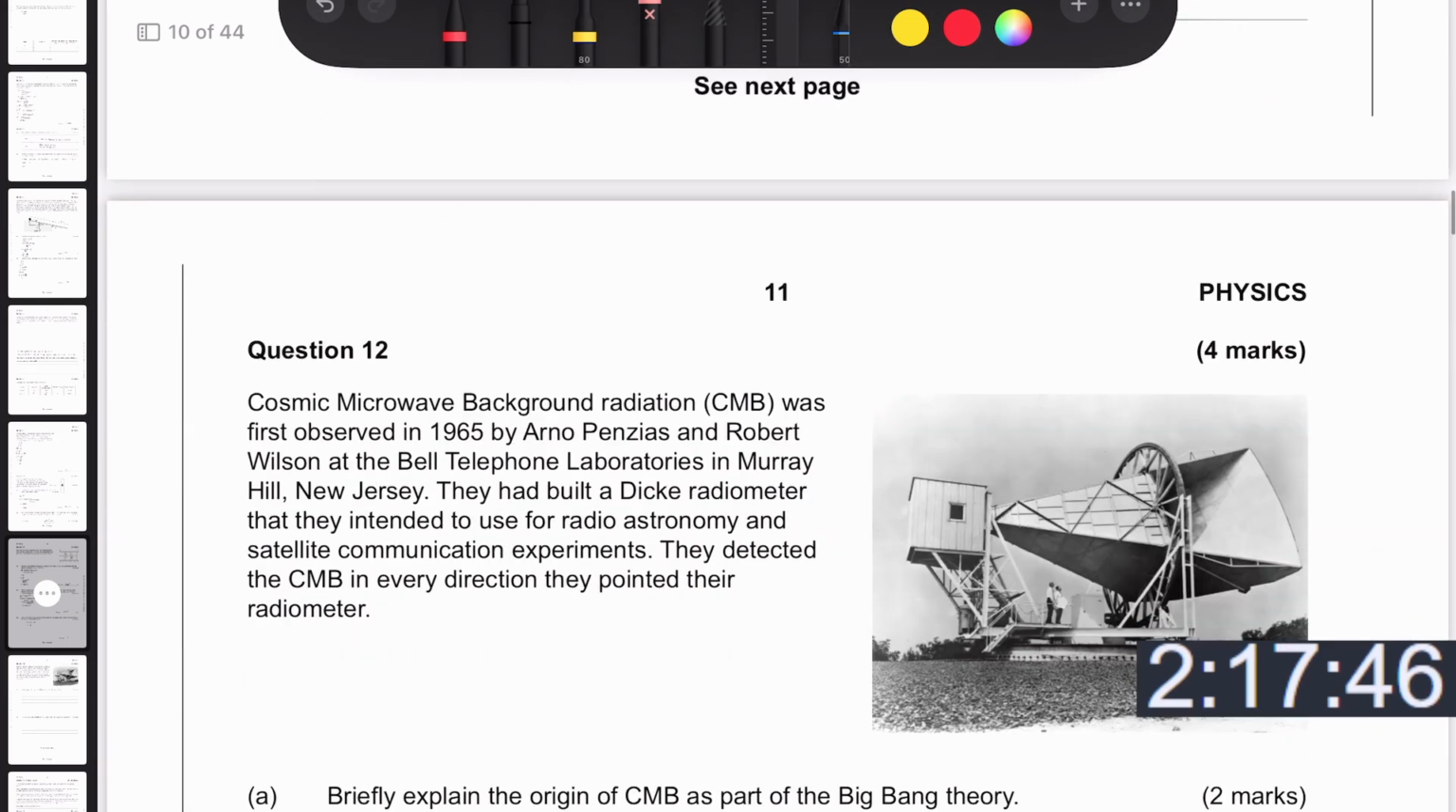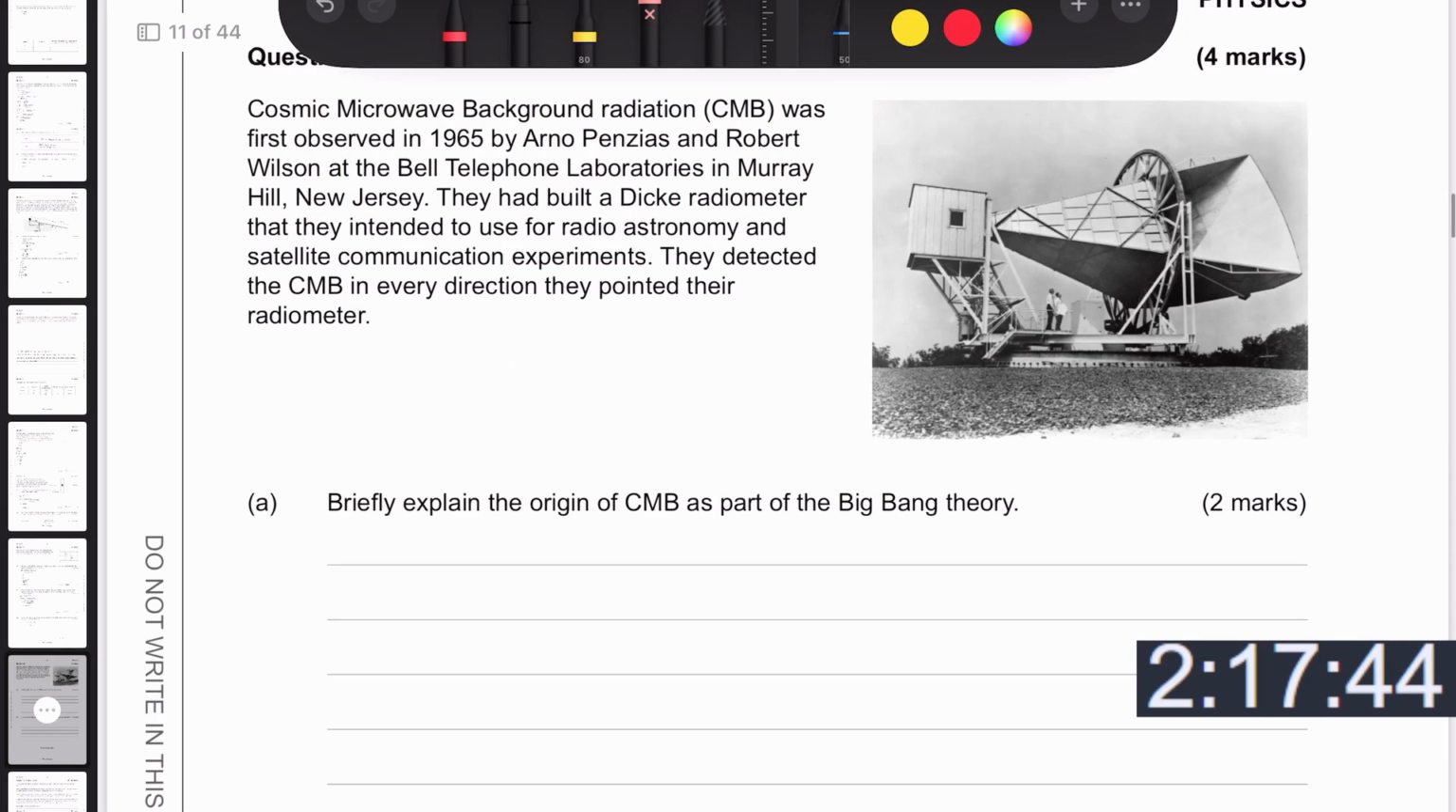So, yeah. Okay. Cosmic microwave background radiation was first observed in 1947 by Arno Penzias and Robert Wilson at the Bell Telephone Laboratories on Murray Hill, New Jersey. They had built a radiometer that they intended to use for radio astronomy. Briefly explain the origin of cosmic microwave background radiation as part of the Big Bang Theory.